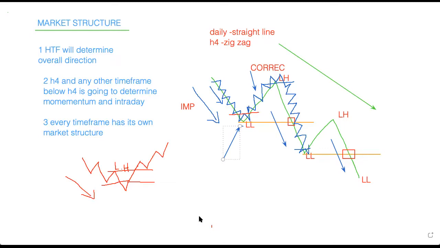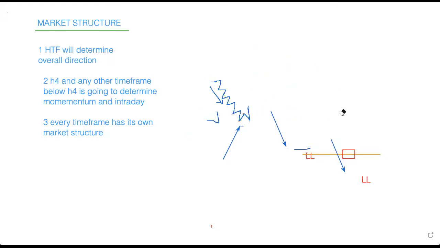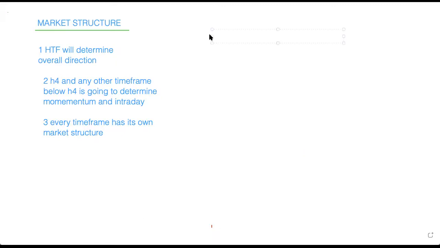Okay, and we might also want to write this down. I'm going to say it now. To validate a lower high, we must have a lower low confirmed.